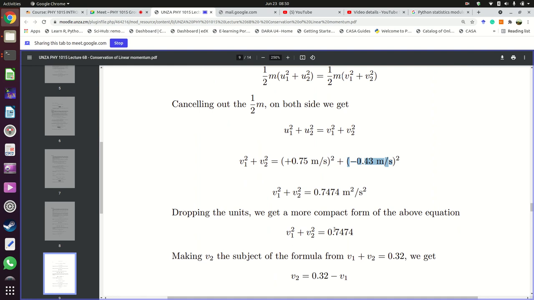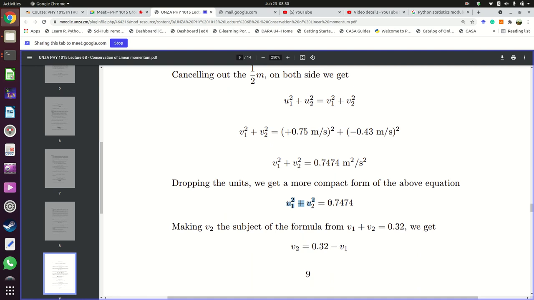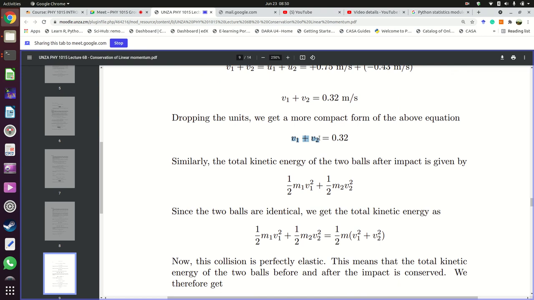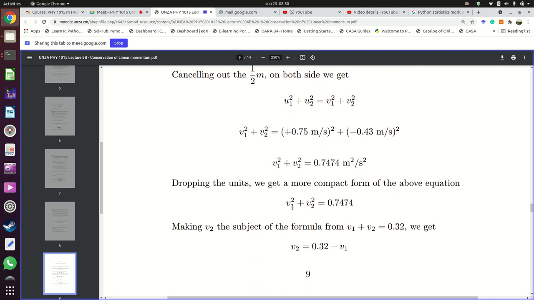When you drop your units, since you're trying to come up with some equation which we can use, we end up with v1 squared plus v2 squared is equal to 0.7474, like this. So now we have two expressions which tell us how v1 and v2 are related. The first one, if you remember, is up here: v1 plus v2 is equal to 0.32. This other expression we've got from our conservation of kinetic energy: v1 squared plus v2 squared is equal to 0.7474.